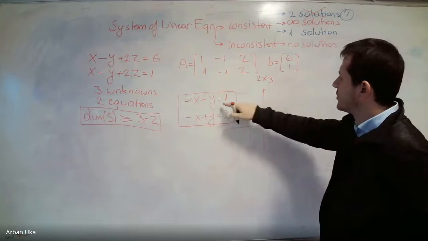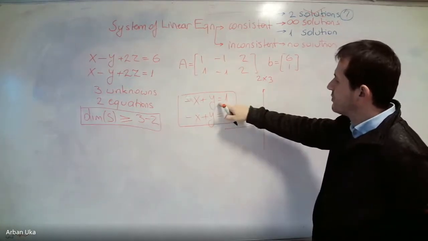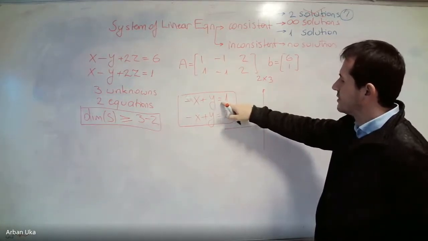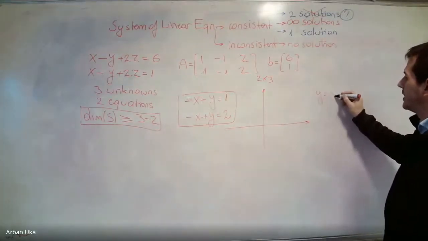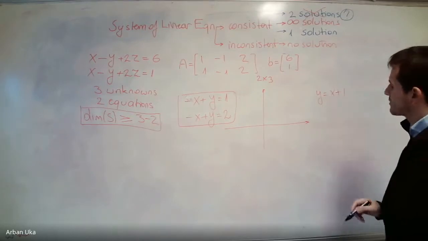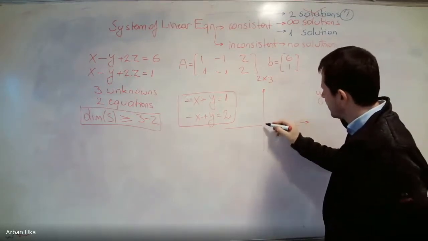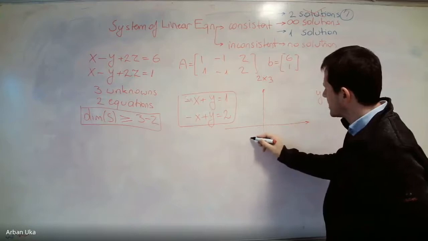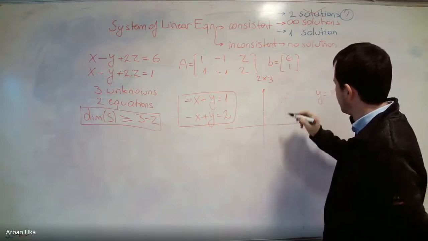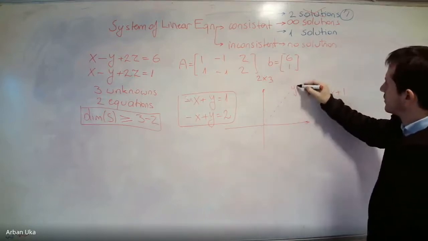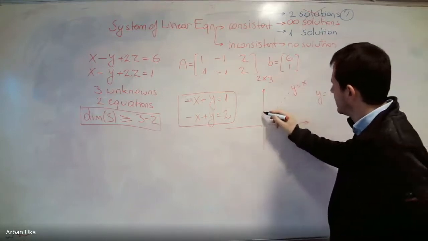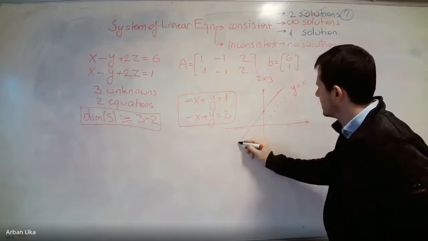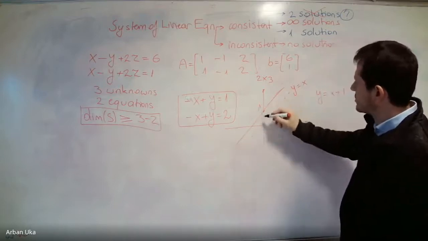Let's try to draw the first equation. So the first equation looks like y is equal to x plus 1. What is x plus 1? First of all, y is equal to x is a line like this, right? This is y equals x. Now, y is equal to x plus 1 is a line that goes like this. Sorry, this was not perfect.